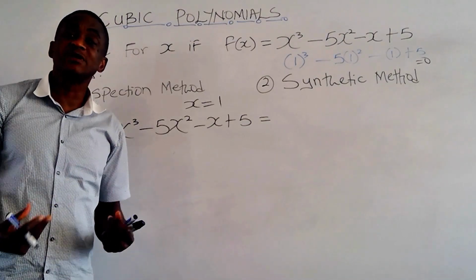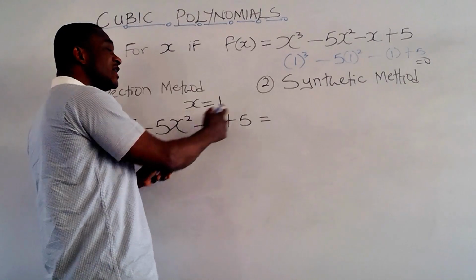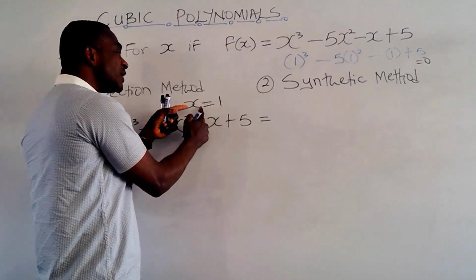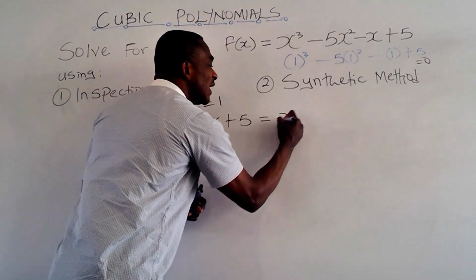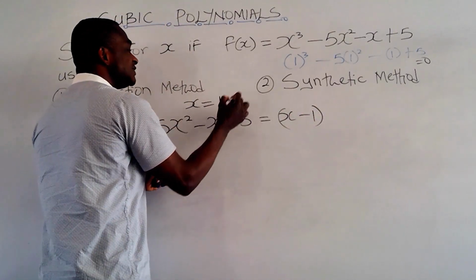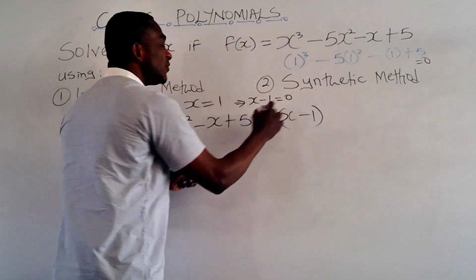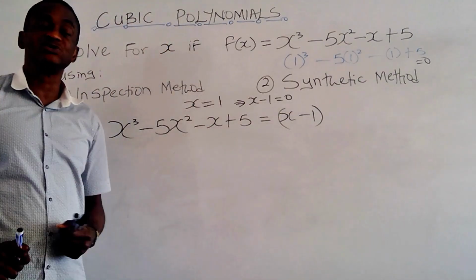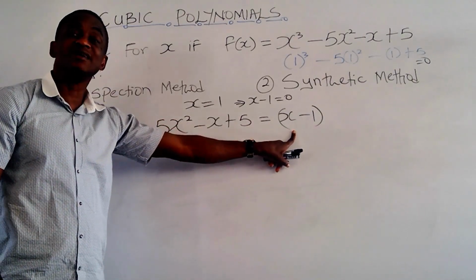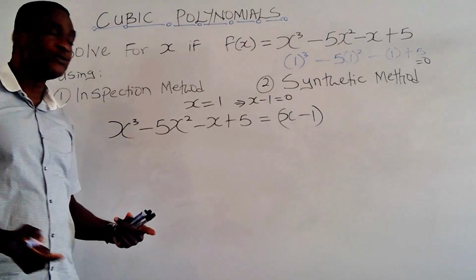But how do we represent it as a linear function? So this is x equals 1. If we equate this to 0, it will become x minus 1, because x minus 1 is 0. This is where we came from. x minus 1 is 0, and then x becomes 1. So this is a linear function that we can get out from this. What next do we do?